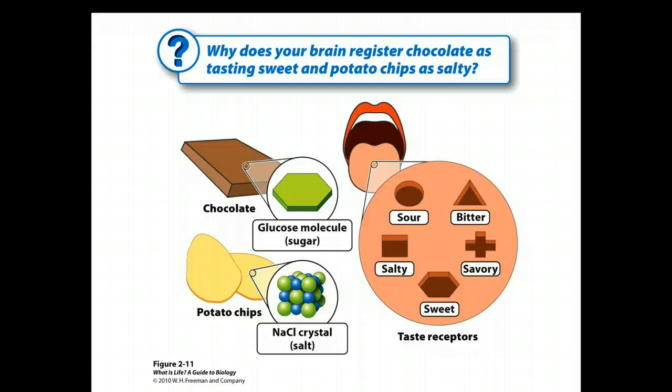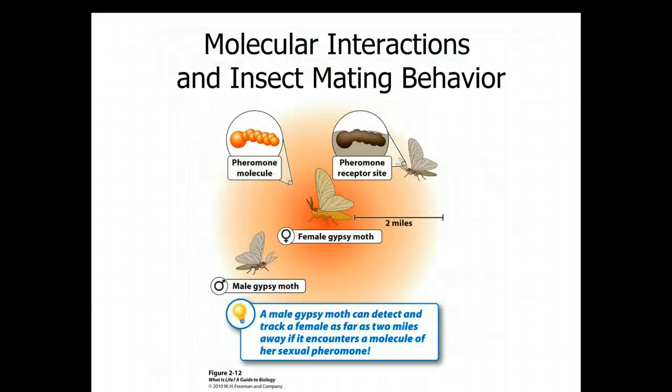It's sort of like a key and a lock. Each has its own unique shape. Molecular interactions in insect mating behavior. We have pheromones. Pheromones are unique from the standpoint that they have an attraction for these types of pheromones for each type of animal, and in this case the male gypsy moth can detect and track a female as far as 2 miles away if it encounters a molecule.